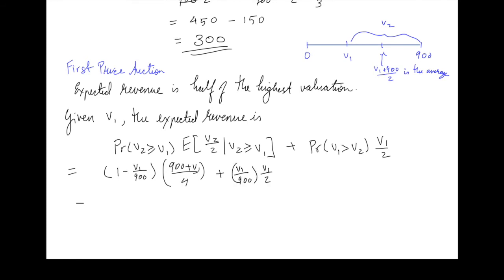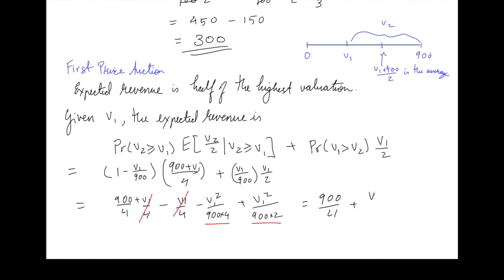So let's simplify this to 900 plus V1 divided by 4, minus V1 over 4, minus V1 squared divided by 900 times 4, plus V1 squared divided by 900 times 2. Here we can split the first term into 900 over 4 and V1 over 4, plus V1 over 4 minus V1 over 4 cancel, and we can subtract this from this, so we get 900 divided by 4 plus V1 squared divided by 900 times 4. That's the expected revenue given V1.